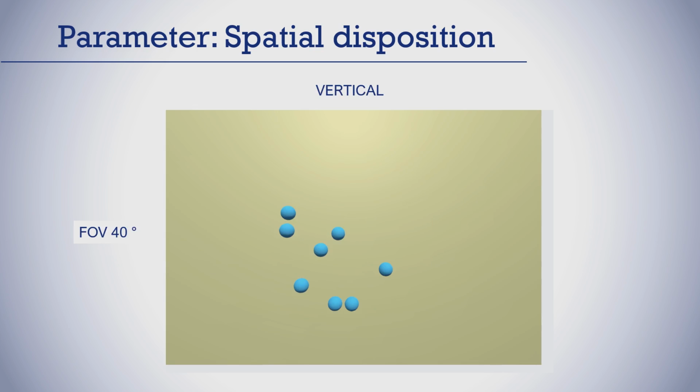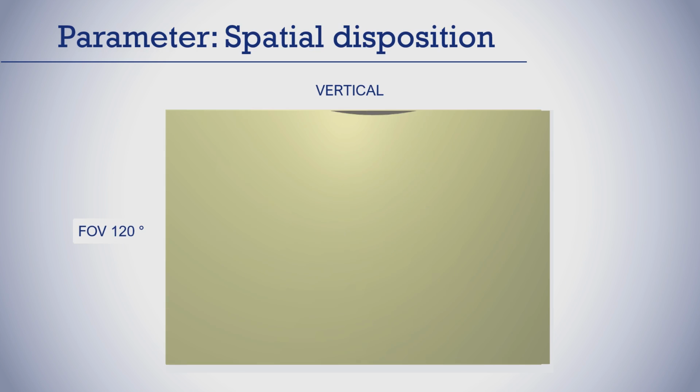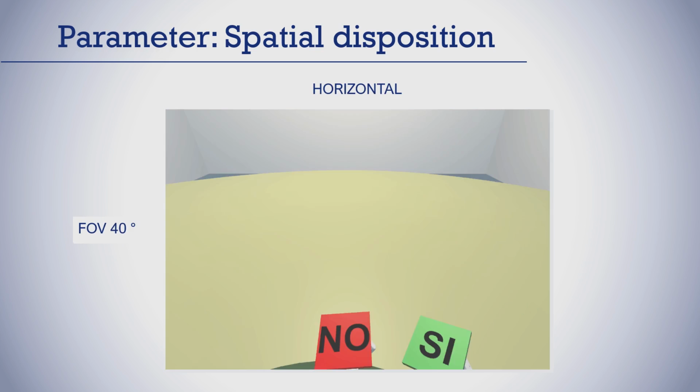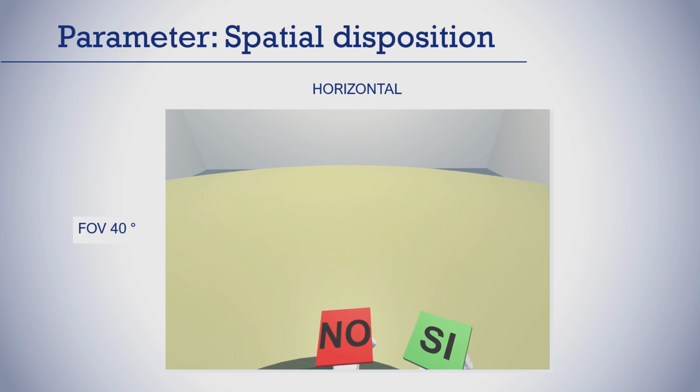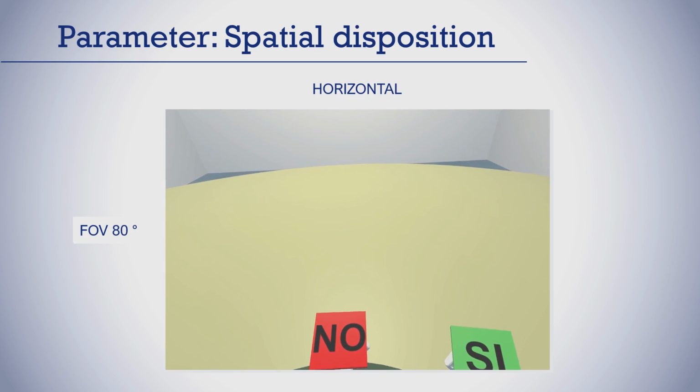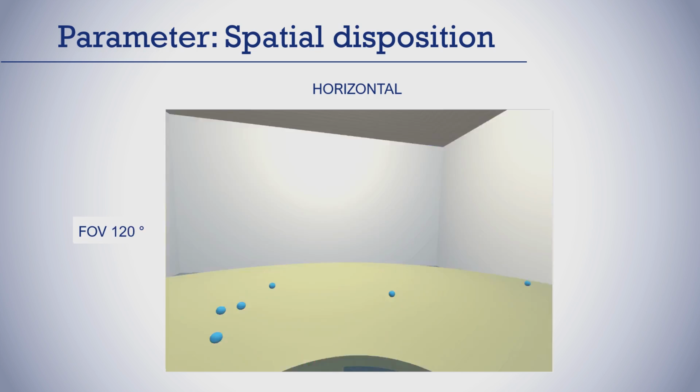So this is an example of how the experiment looked, with the vertical layout for 40 degrees, vertical layout 80 degrees, and vertical layout 120 degrees. I took the video going a little bit backward, even if this wasn't allowed to participants, and they actually had to turn their head. This is with the horizontal layout, 40 degrees, 80 degrees, and 120 degrees.